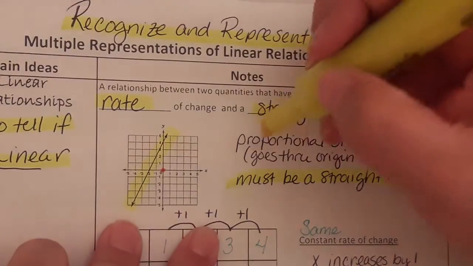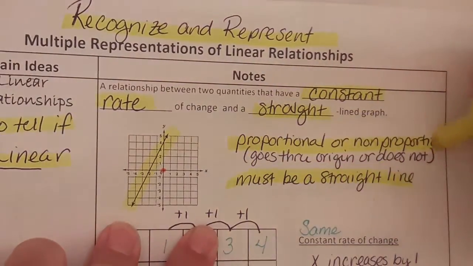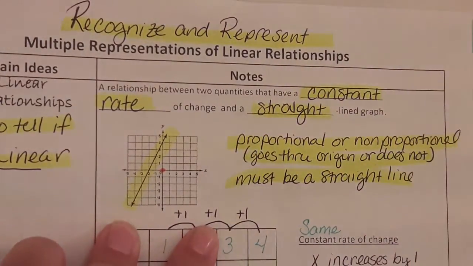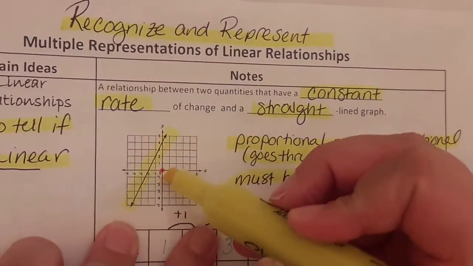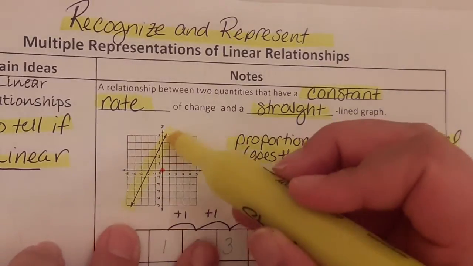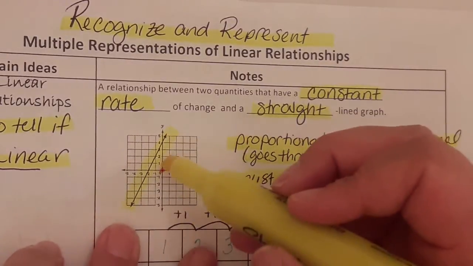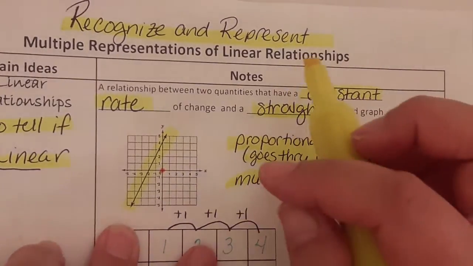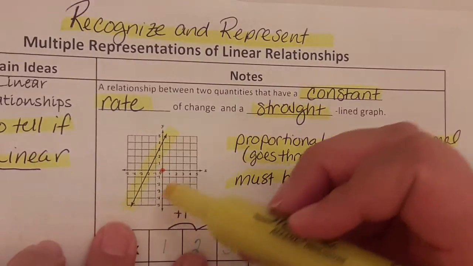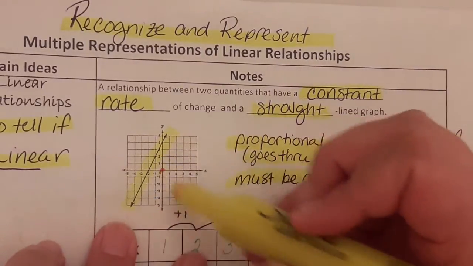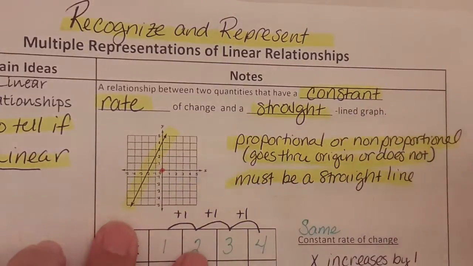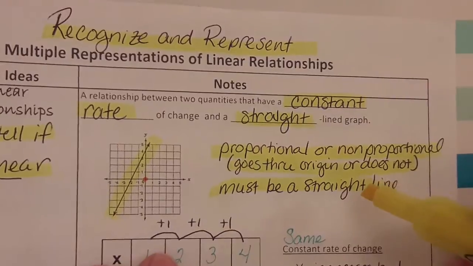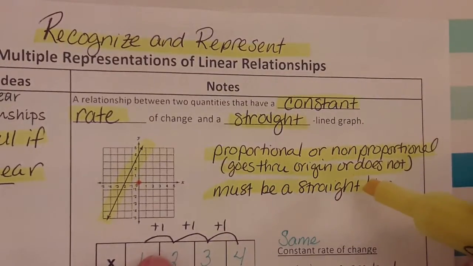Secondly, you might be wondering, well, what if it's proportional or non-proportional? Well, it could be either, meaning it goes through the origin or it does not go through the origin. Here I've highlighted the origin for you in red, and you notice that in this example, the line doesn't go through the origin, so that means this is a non-proportional linear relationship. But you can have a proportional linear relationship, meaning that it does go through the origin. So don't worry too much about whether it's proportional or non-proportional. If you're looking at a graph and it's a straight line, you know that it's linear.